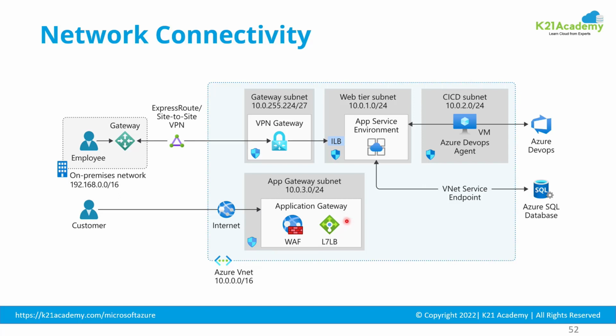Again, if you're not from a networking background and you don't understand, don't worry. This is just to give you an option that this is another typical network connectivity where your customers connect through the internet using a WAF, which is a web application firewall, and they access through a layer 7 load balancer, which is application gateway, and then your applications are here. For on-premise, your employees connect through the VPN gateway through either an Express Route or site-to-site VPN. Again, what these are is in dedicated modules. So that's about networking for users.